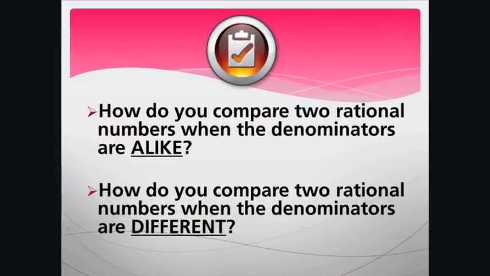Now it's a point in the lesson where we're going to review, and I'm going to ask you those questions that I presented at the beginning of the lesson. How do you compare two rational numbers when the denominators are alike? And how do you compare two rational numbers when the denominators are different? Ask yourself that question. If you aren't able to answer that question, please go back and review this lesson.